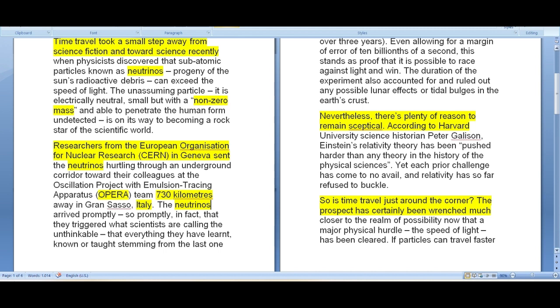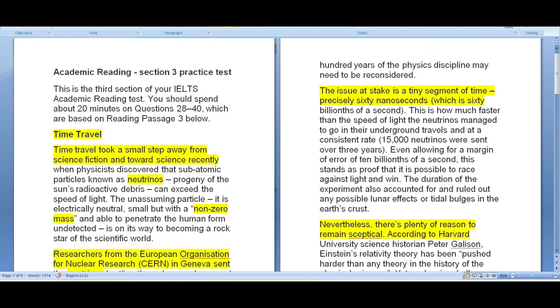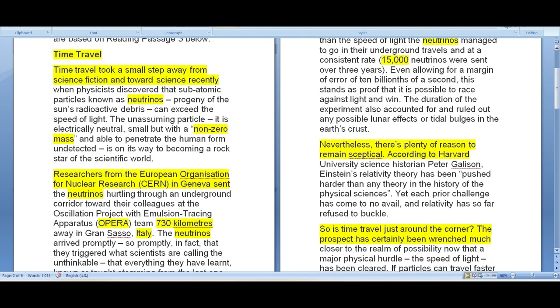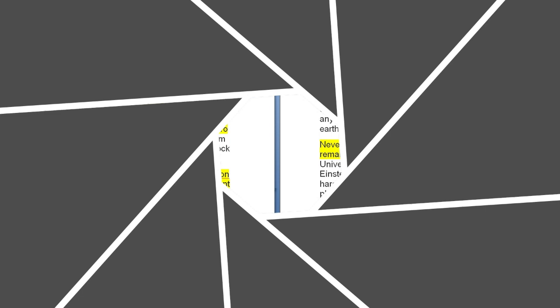Now, I have to work my way a little bit through with Word. Okay, I will go to the next paragraph. What would you highlight here? I would highlight, again, neutrinos. This is our keyword. Here, it explains something. 15,000, I've got a number. Again, I have a name, Peter Gallison. Names are important. They help you. They act as lights in the text.